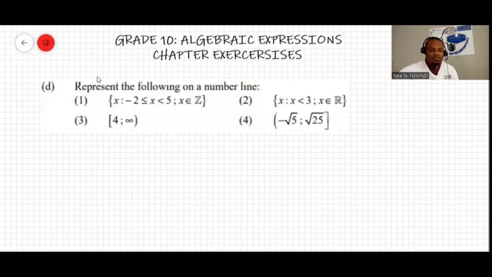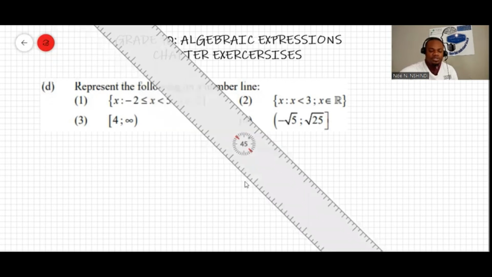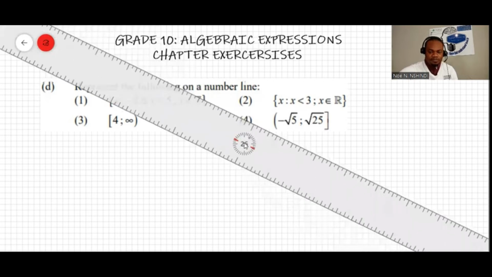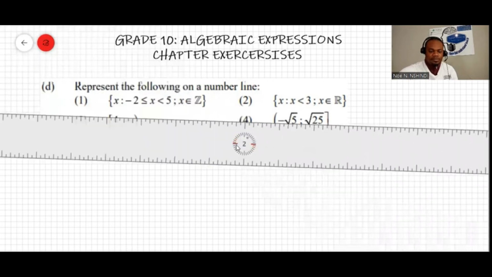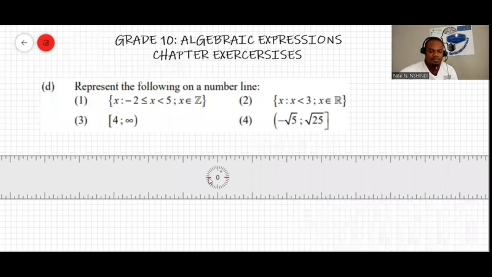Well, the question says represent this on a number line. For the first two here, let's just draw a number line here. I draw the number line.